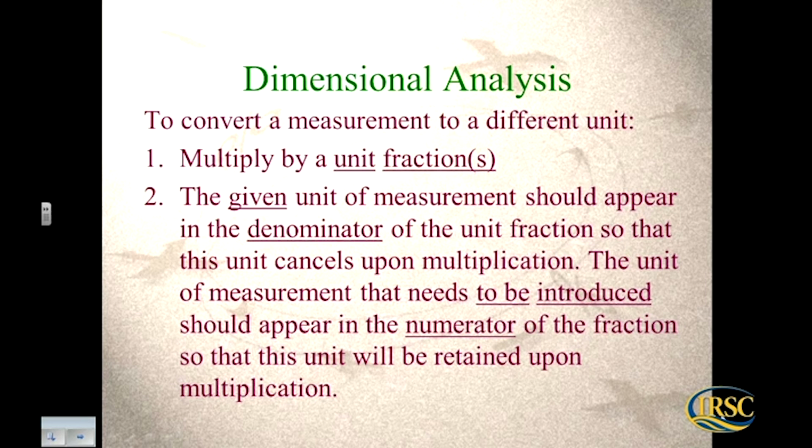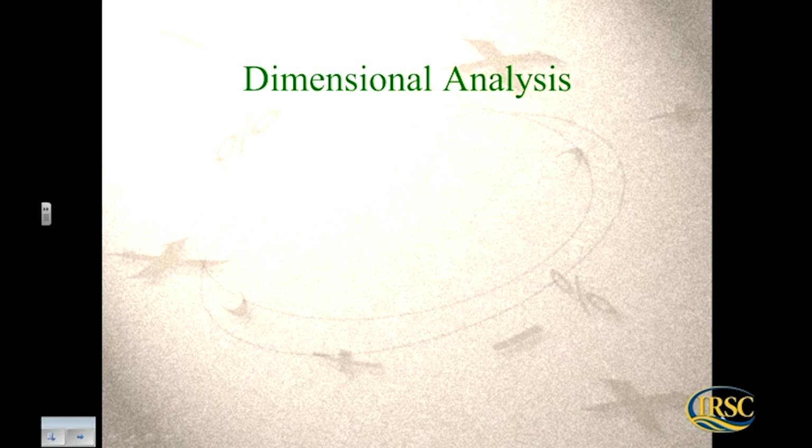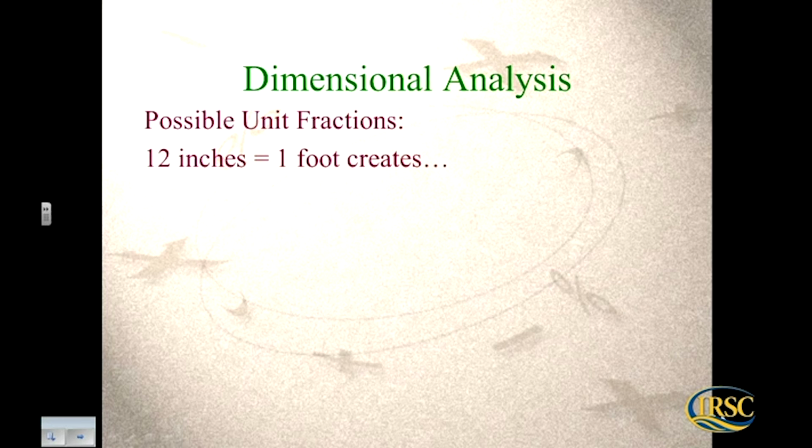This looks really wordy, but once we do it, it's going to be very straightforward. So you're filling in the blanks there: given, denominator, to be introduced, and numerator. This is the one we discussed already. 12 inches equals 1 foot creates 2 unit fractions. You could either have 12 inches over 1 foot or 1 foot over 12 inches. Basically, you're taking what you know from the chart and making a fraction out of it.